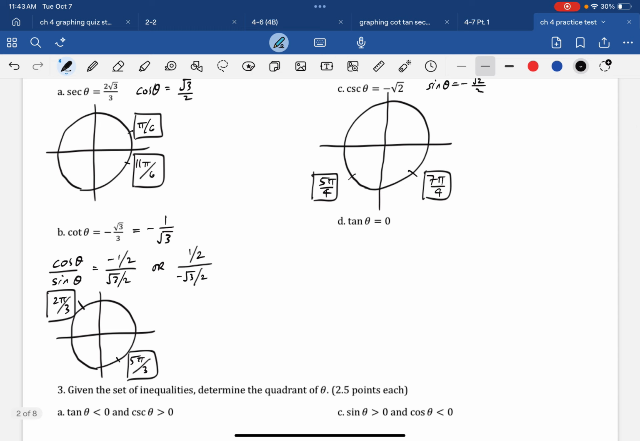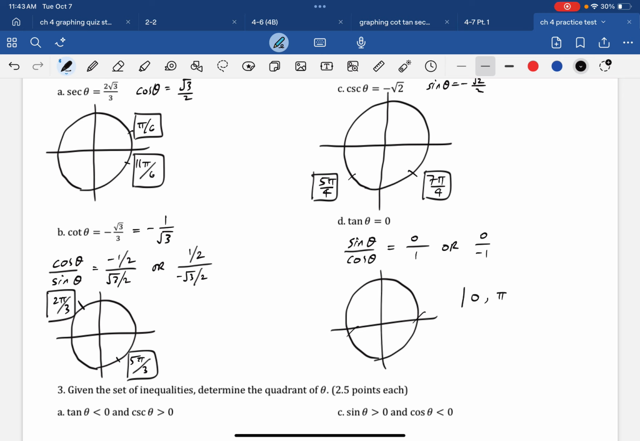Tangent theta equals 0, then that simply means sine theta equals 0, because tangent is just sine over cosine. So in order for that to be 0, either we have 0 over 1 or 0 over negative 1. And so we're really just looking for 2 points on the unit circle with y coordinate 0. That's going to be here and here, which is 0 and pi.